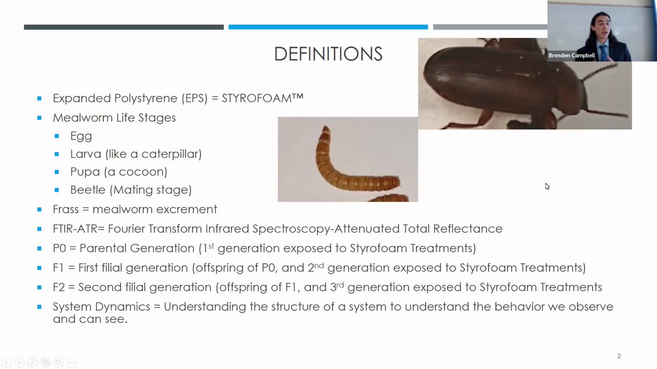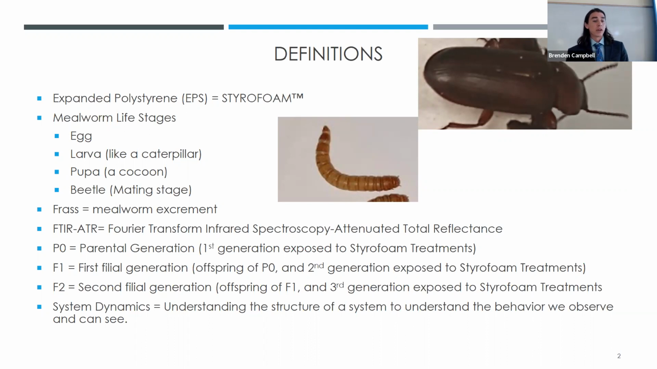Frass is mealworm excrement. FTIR, ATR is Fourier transform infrared spectroscopy, attenuated total reflectance. I will refer to this just as FTIR throughout.